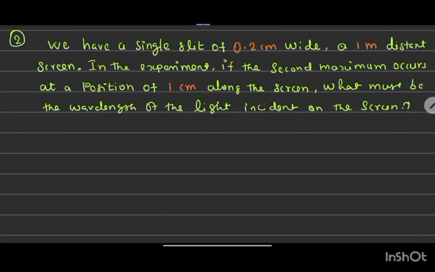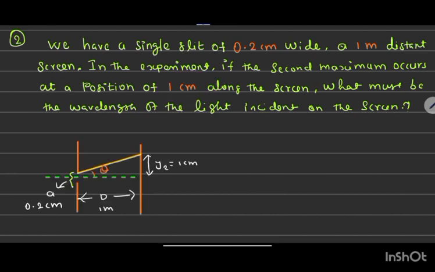Here is the second problem on diffraction. Here the question is, we have a single slit of 0.2 centimeter width and a screen 1 meter away. Suppose in the experiment the second maximum occurs at a position of 1 centimeter along the screen, what must be the wavelength of light? So here the position of the second maximum is given, that is 1 centimeter from the central maximum, and they are asking to find the wavelength of the incident light.